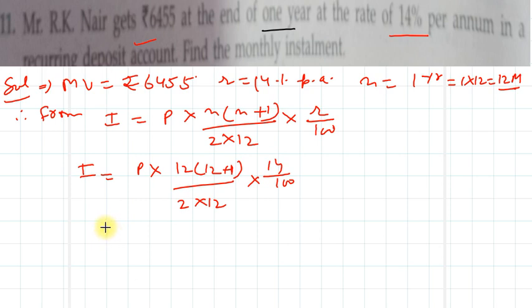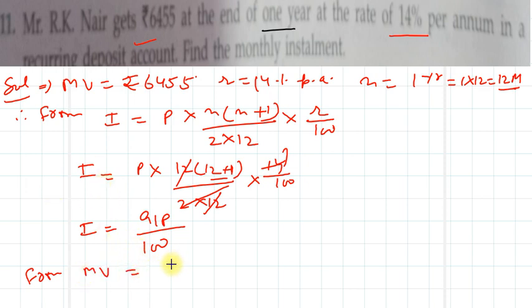So equal to this got cancelled to 7. So I would become 12 plus 1, 13, 13 × 7, 91p upon 100. So this is I. So from this we have to find the maturity value, and from the maturity value we have to find the interest.